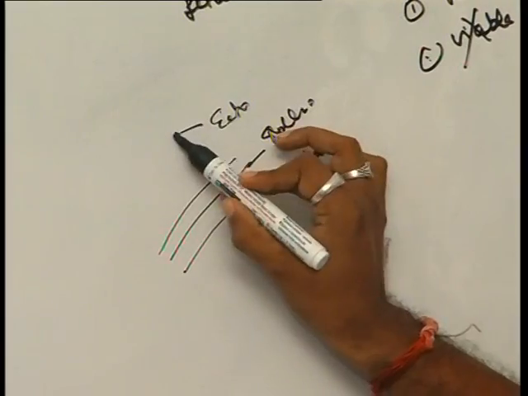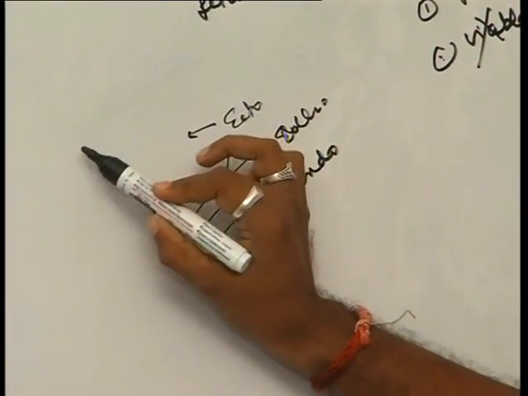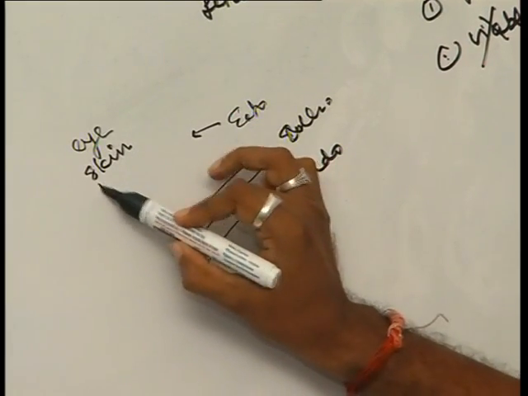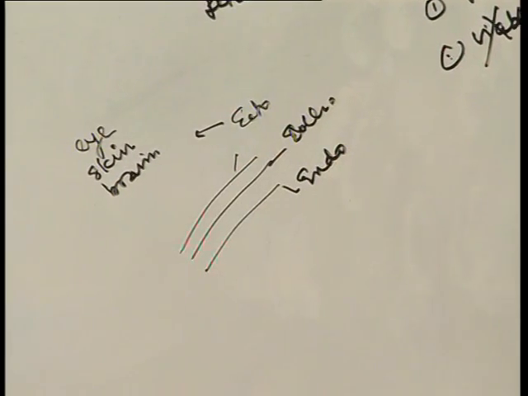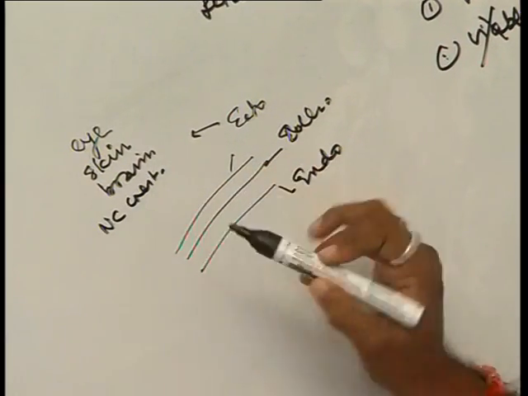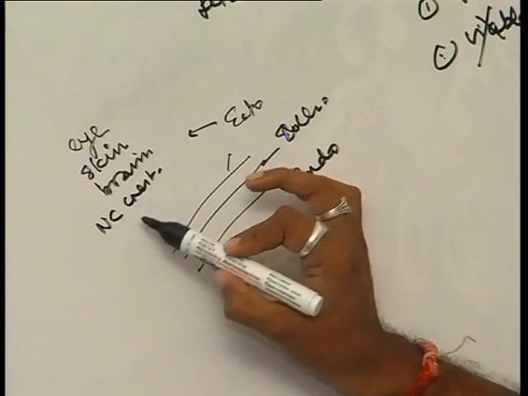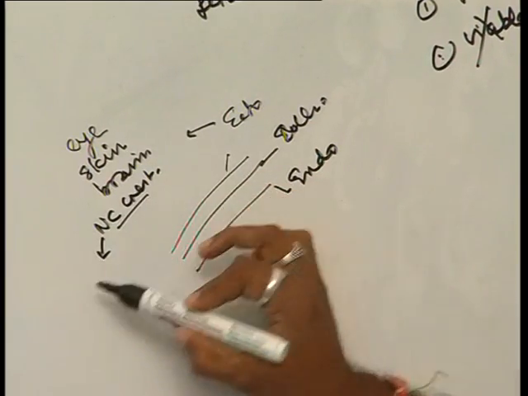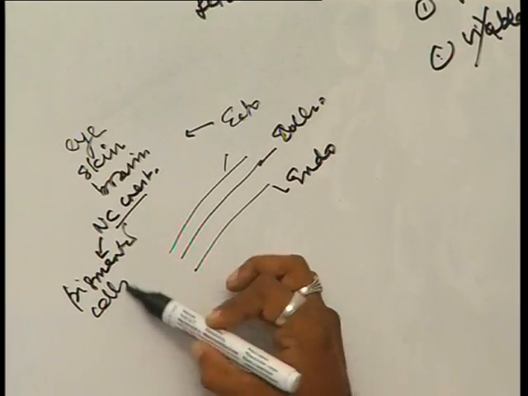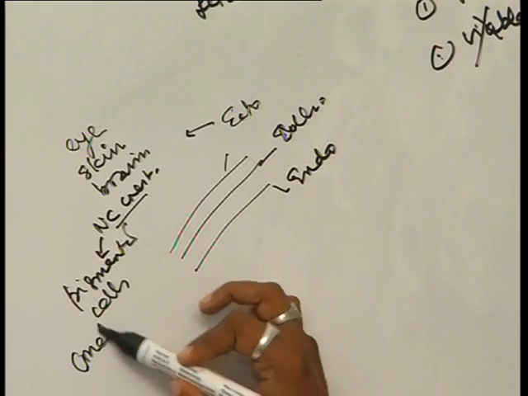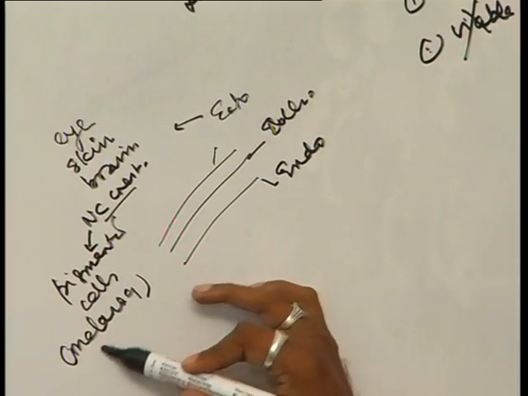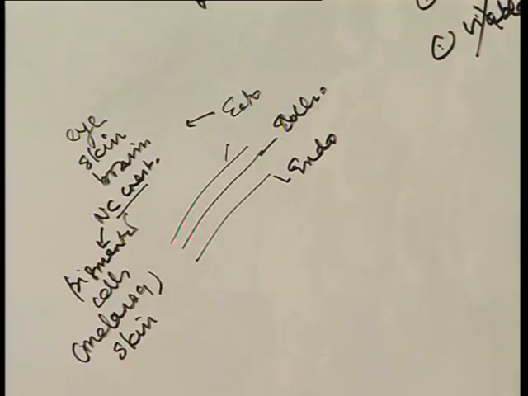Now from each layer the organs develop. From ectoderm we have organs: it can form the eye, skin, brain and other things. Even from ectoderm, neural crest cells also form in a later phase. The neural crest cells can form pigmented cells of the skin. Pigmented cells, what are they? Melanocytes. Melanocytes of the skin as well are formed from the ectoderm.